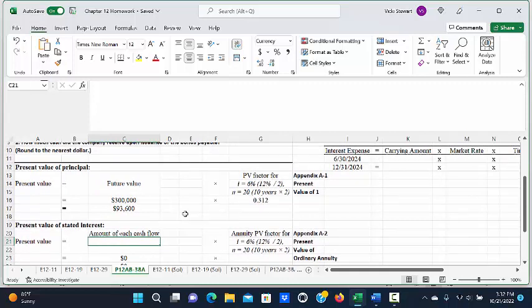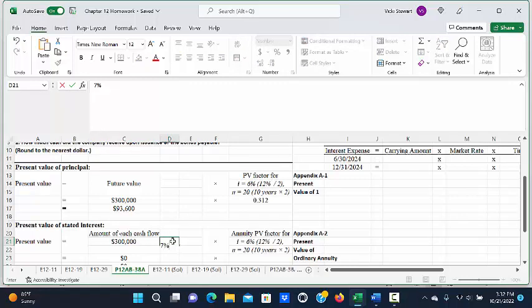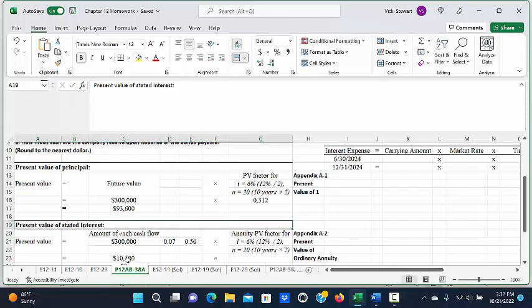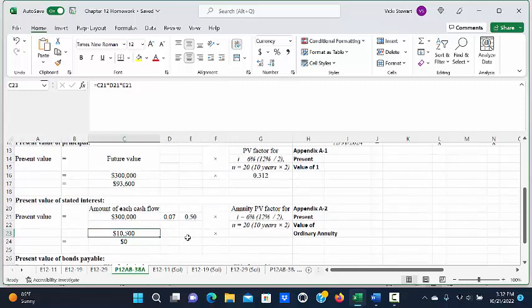Next, we need to determine the present value of the semi-annual interest payments. First, we need to determine what the amount of the semi-annual interest payments will be. So we take the face amount of the bonds, which is $300,000. We multiply it by the stated rate, or the coupon rate on the bonds, of 7%. Then we multiply that by 0.5 because these will pay interest twice a year. And we see that the semi-annual interest payments for the bonds will be $10,500.